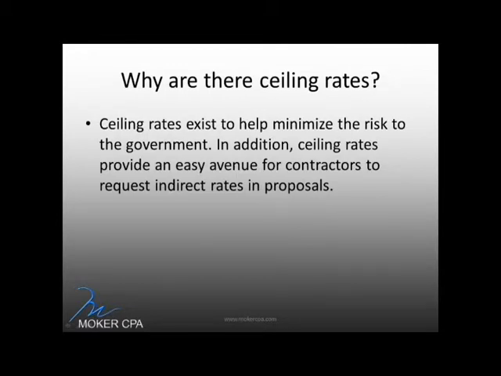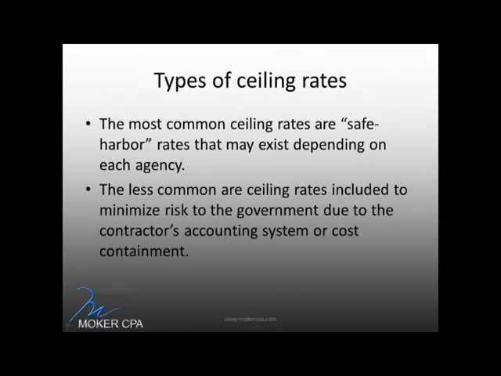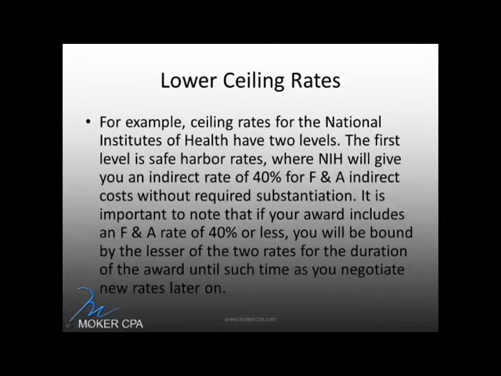Ceiling rates exist to help minimize the risk to the government. In addition, ceiling rates provide an easy avenue for contractors to request indirect rates in proposals. The most common ceiling rates are SafeHarbor rates, and they may exist depending on each agency. The less common are ceiling rates included to minimize risk to the government due to the contractor's accounting system or cost containment. For example, ceiling rates for the National Institutes of Health have two levels.